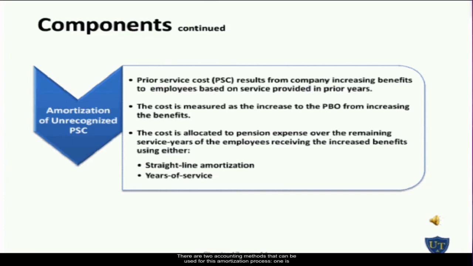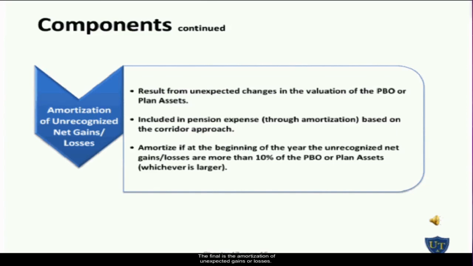There are two accounting methods that can be used for this amortization process. One is straight line amortization, which works much like straight line depreciation, and the other is years of service, which works somewhat like sum of the years digits depreciation. The final possible component of pension expense is the amortization of unrecognized gains or losses. The gains and losses result from the actuarial estimate of the return on plan assets or the PBO being different from actual experience. So these are unrecognized gains or losses.